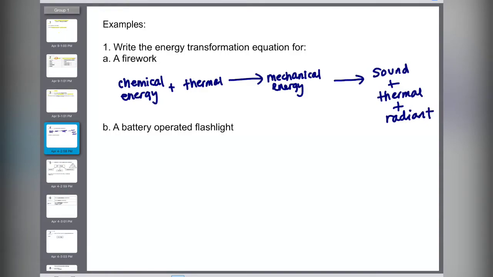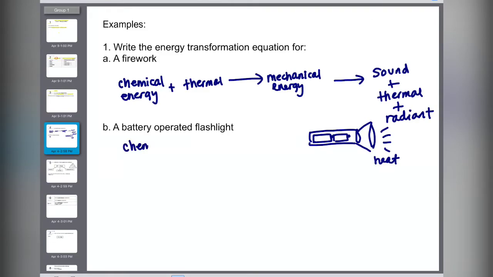Okay, so that's the energy transformation equation. All right, second one, battery operated flashlight. So you have a battery, and the battery is hooked up in a circuit. And in the circuit, your flashlight then gives off light as well as heat.